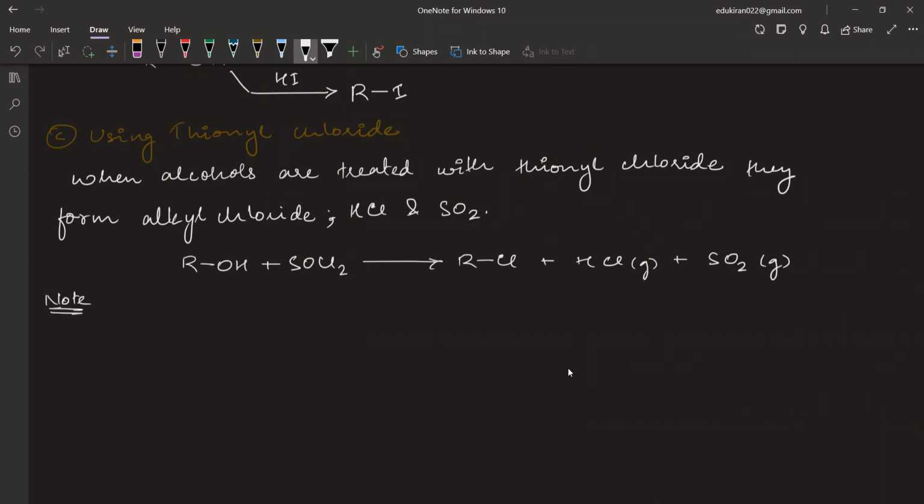Now, what you need to try is that whenever I write this type of statement, you write the equation on your own. Okay, try to write the equation on your own whenever I write this type of statement. Now, write a note.